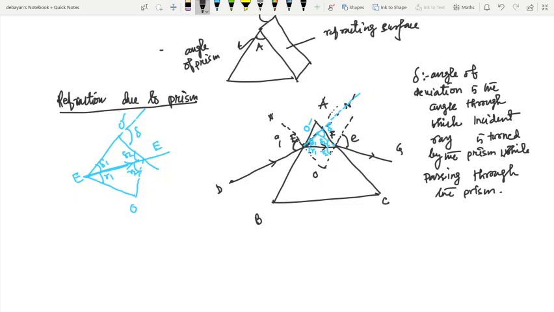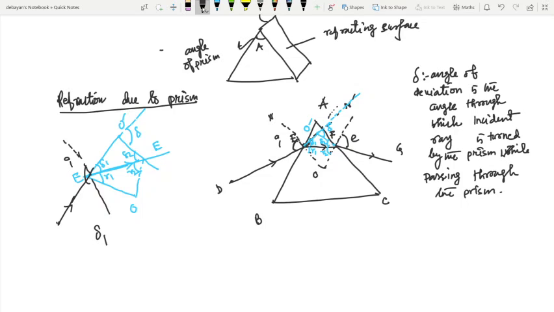That means the angle between the emergent ray and the direction of the incident ray is called the angle of deviation. So now we have to prove the relation between delta and the angle of incidence and all those things. So from that figure, what do you mean by delta 1? If you see the figure, you will find this is delta 1. If we draw the normal, this angle is I.